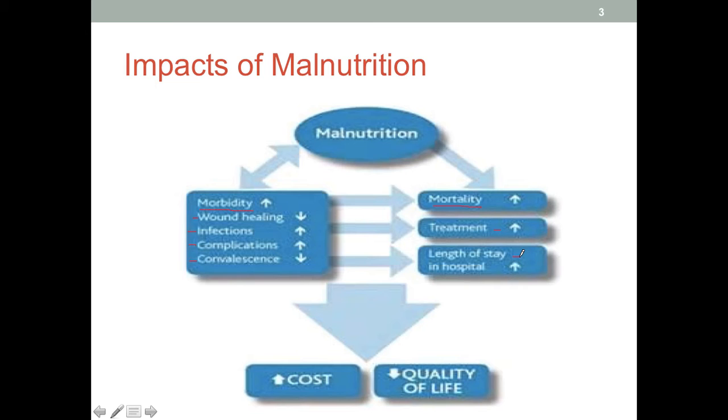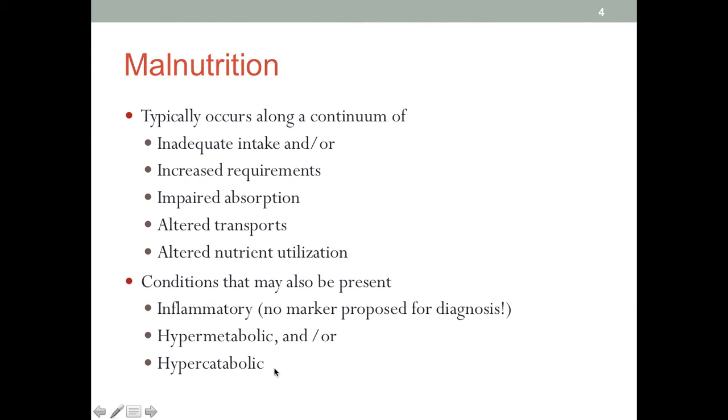As a result, the patient's quality of life, as well as the family or caregiver's quality of life, declines, and it causes an increase in costs at both the individual and societal level. Therefore, malnutrition is an important condition that we need to be able to identify and treat.